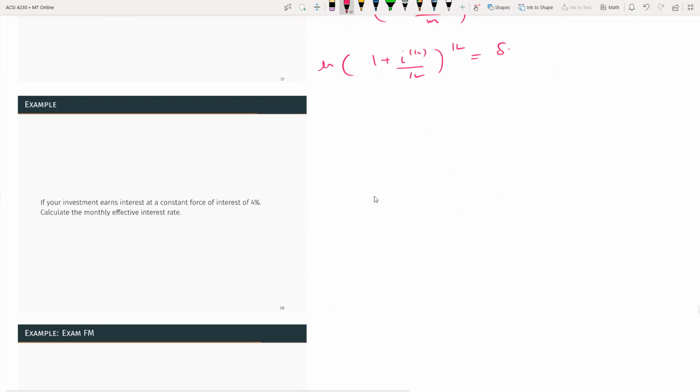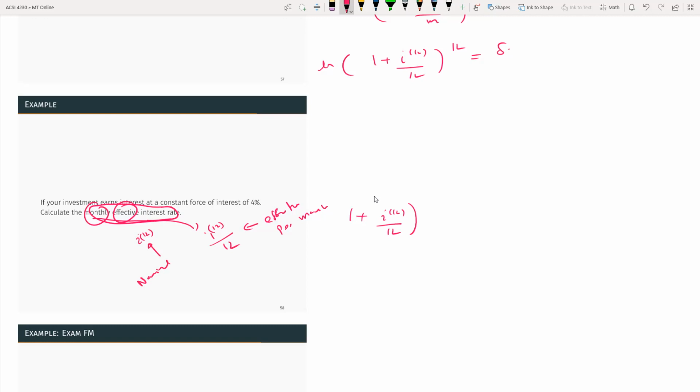Given an investment at a constant force of interest of 4%, calculate the monthly effective interest rate. So you need to calculate i(12) divided by 12. So what's the monthly effective rate? If the nominal rate is i(12), then the effective rate per month is going to be what? If you remember correctly, the definition is i(12) over 12. Okay, this is effective per month. This is nominal per year.